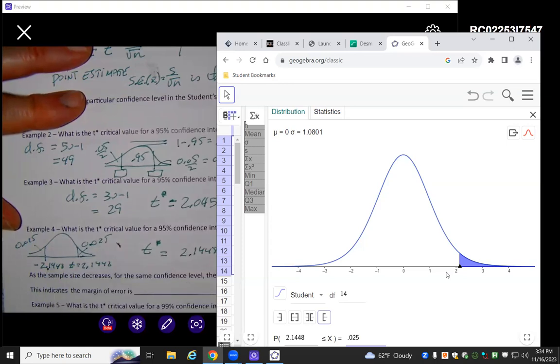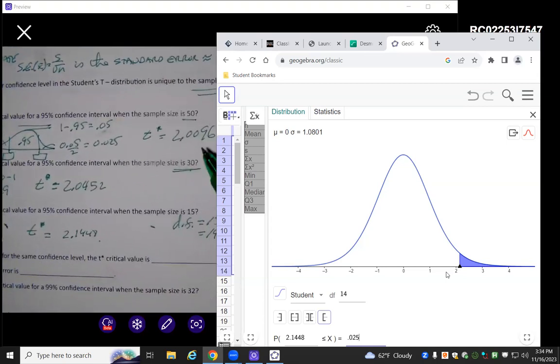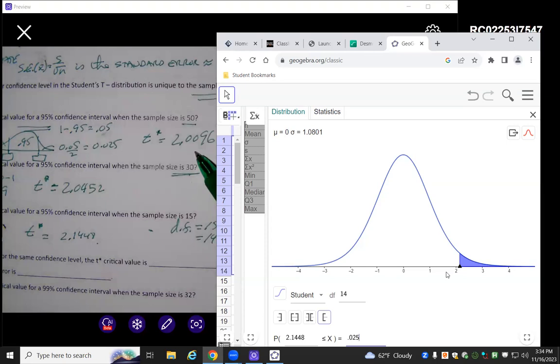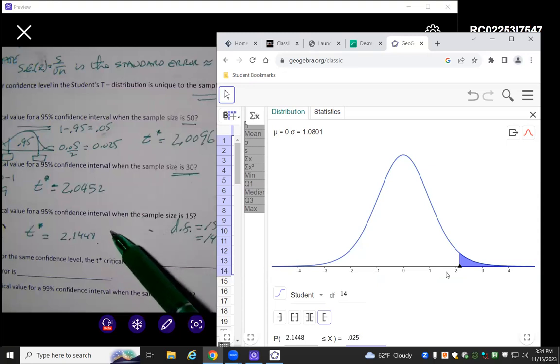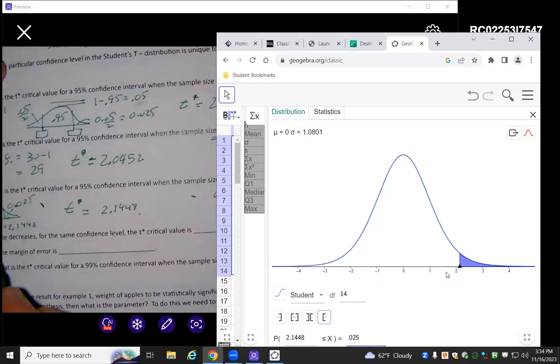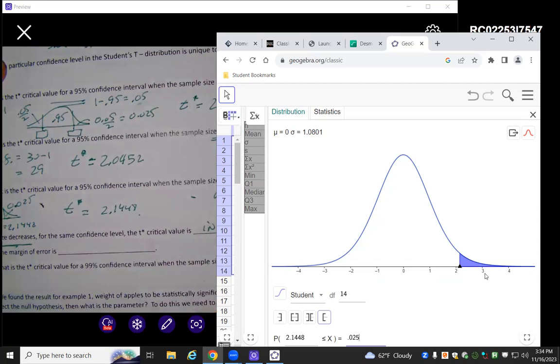And again, notice it's gone up. So look at the progression. At 50, it's just about 2, a little more than 2. At 30, now it's 2.04. At 15 it's 2.14. So it's going up. So as the sample size decreases with the confidence level, the t critical value is increasing. So this graph is definitely getting wider, trying to compensate for the slop in the data.